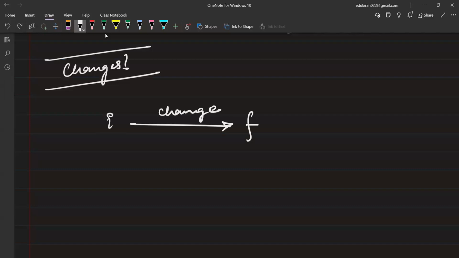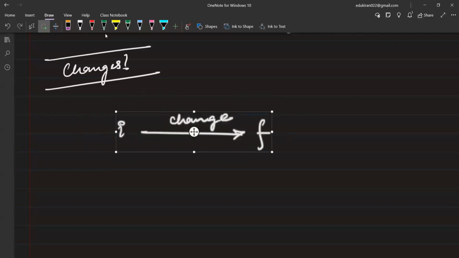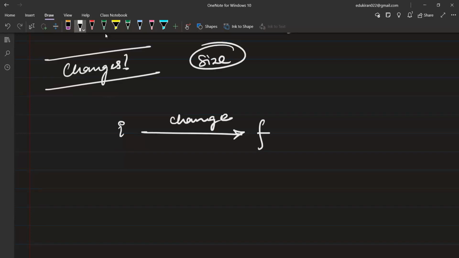Correct है guys? Yes or no? Please tell me. Yes, sir. थोड़ा सा आप लोग कोशिश करके बताइए what can change. For example, कुछ change बताइए आप. Size. Size can change. जैसे size किस चीज का change होता है? For example, सारा.